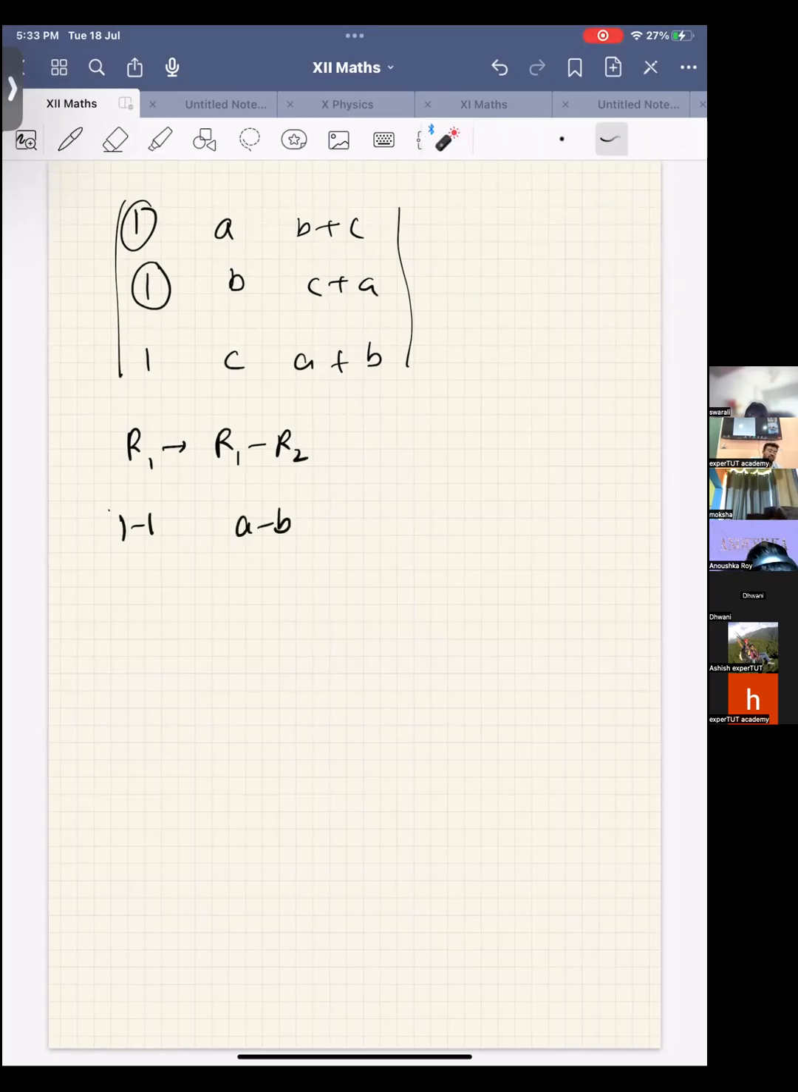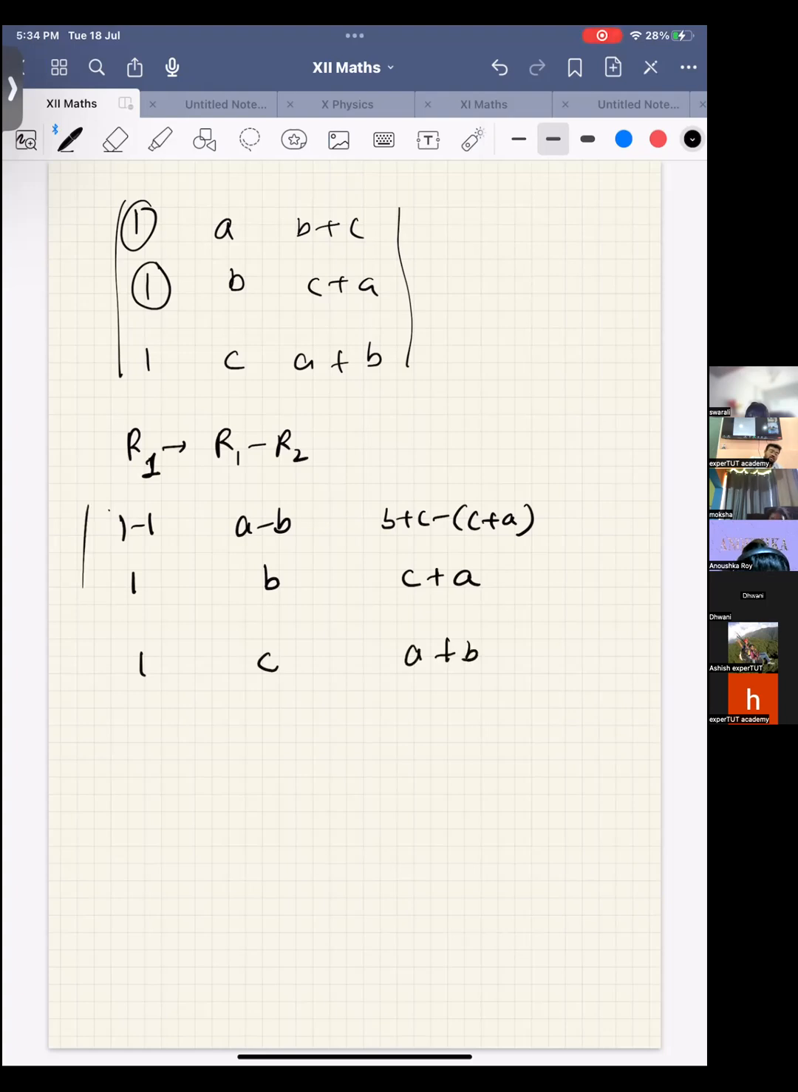Understood? What you दिख रहा है ना? 1 minus 1, A minus B. तीसरा आएगा B plus C minus C plus A. B plus C minus of C plus A. And R2, R3 are, because you have only changed R1, R2, R3 stay same. 1 B C plus A, 1 C and A plus B. Are you getting this, everyone?